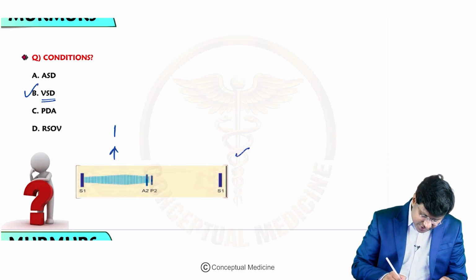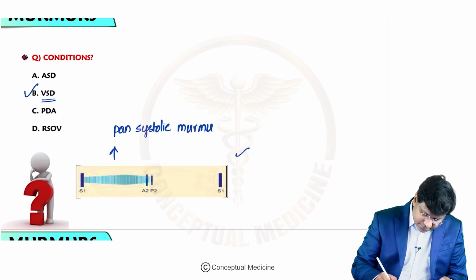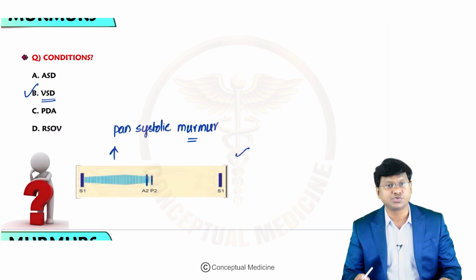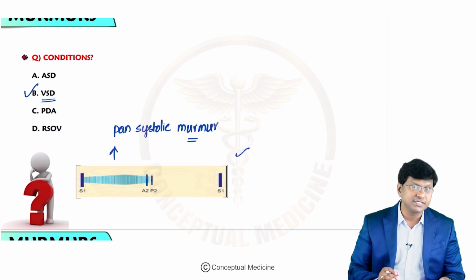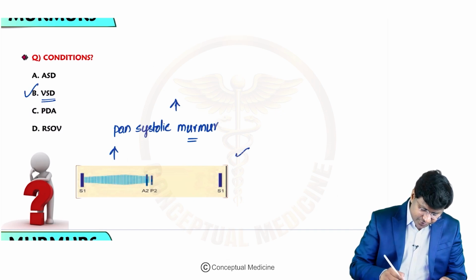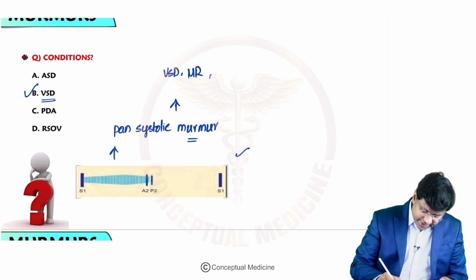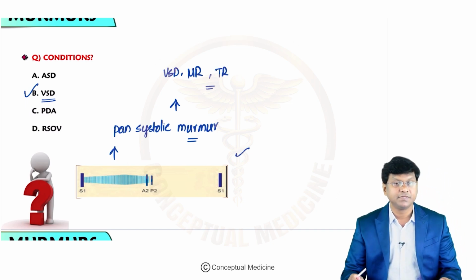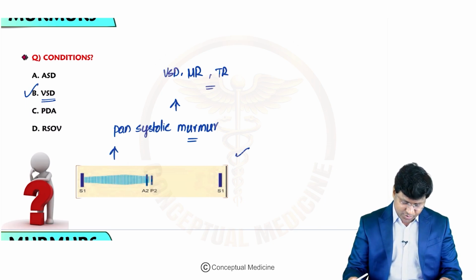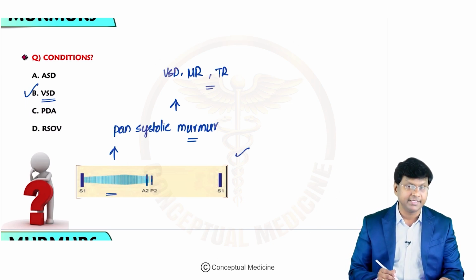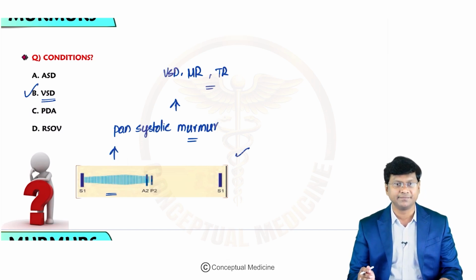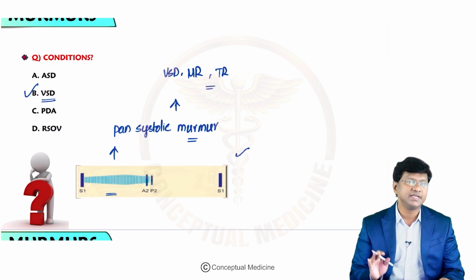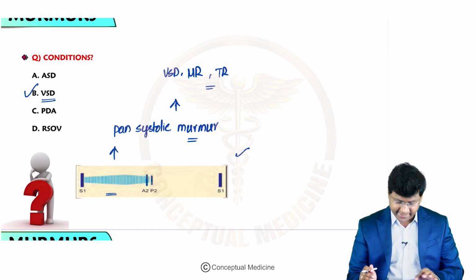So what is this? This is a pansystolic murmur. Right, this is a pansystolic murmur. Okay, so pansystolic murmurs, you will have that in patients with VSD, you will have that in patients with MR, right, and you will have that in patients with the TR. These are all the conditions where you have the pansystolic murmur, because you can make out very clearly that the murmur is present throughout the systole, which is a pansystolic murmur seen in patients with the VSD, right?